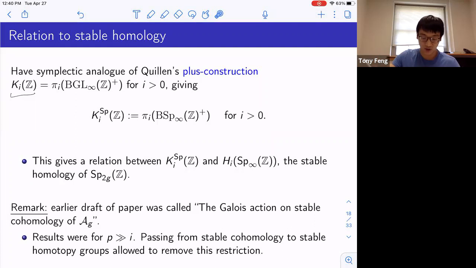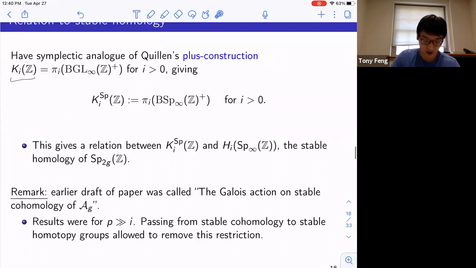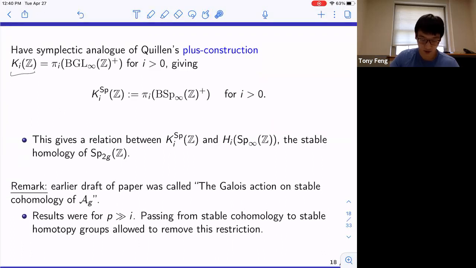As soon as I got a little bit too large, the proof broke down in many places, all at the same point. We ultimately realized that passing from stable cohomology to stable homotopy theory, stable homotopy groups, allowed us to remove this restriction. It sort of restored the good stuff going on. I'll try to highlight a little later a couple of points where this happens, where things go haywire in homology but behave well in homotopy theory.